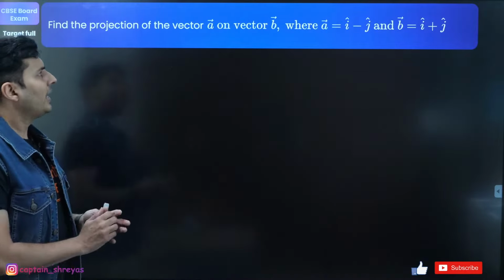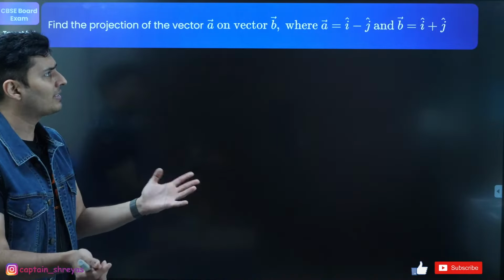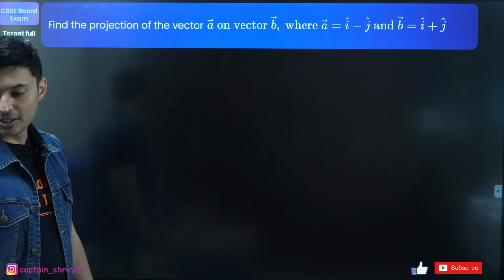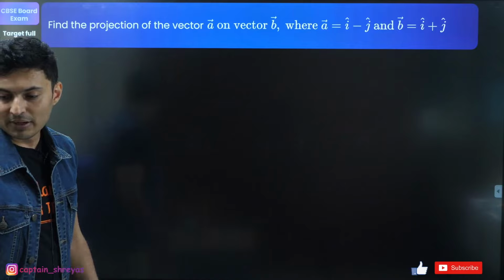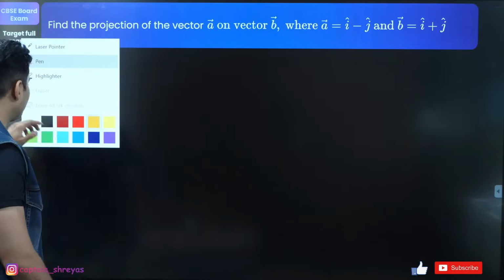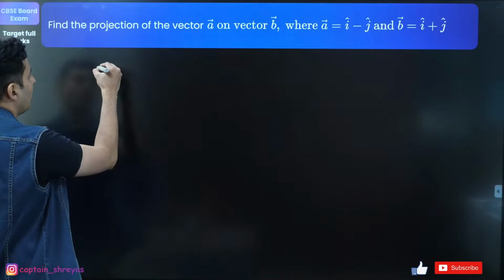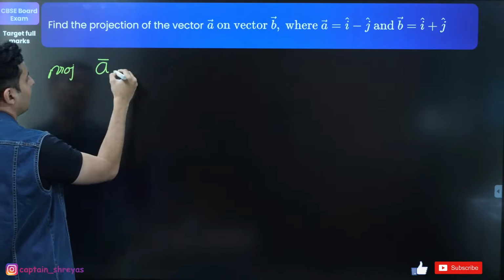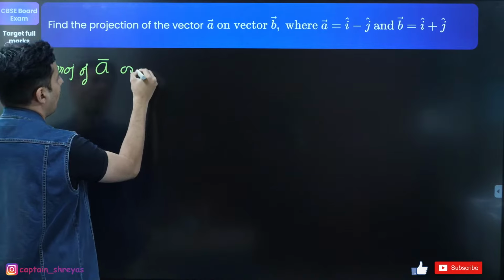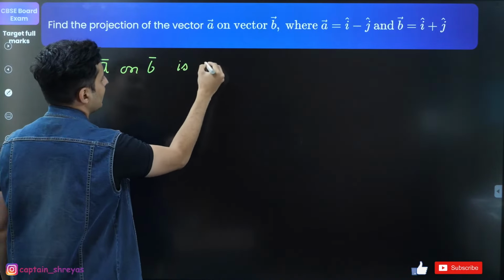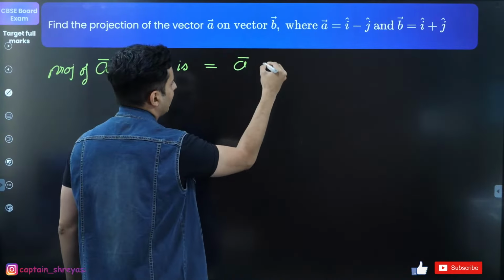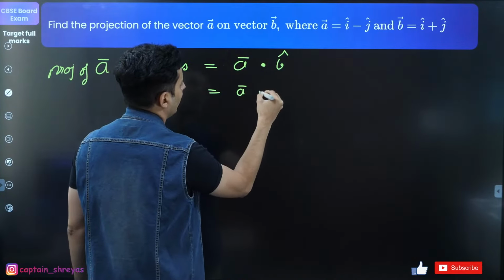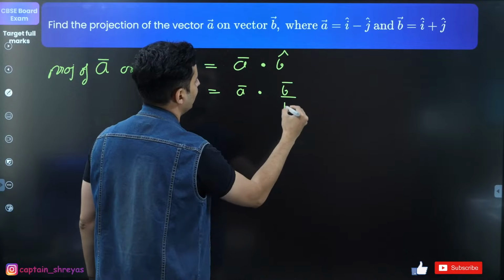Next question. Find the projection of A vector on B vector where A is this and B is this. Simple scalar projection. Definite integration, so no C. Power there will be no C. Okay. So the projection of A on B is given by A vector dot B hat. That's all. That's the formula. So A vector dot B hat means A dot B bar divided by the magnitude of B.